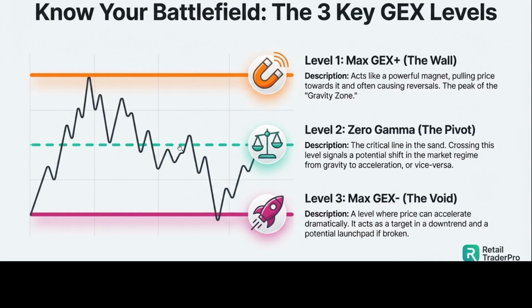And from zero gamma to the max negative level, Gex negative levels, this is the zone where you can estimate high volatility. And from the zero gamma to max positive gamma, there will be less volatility.